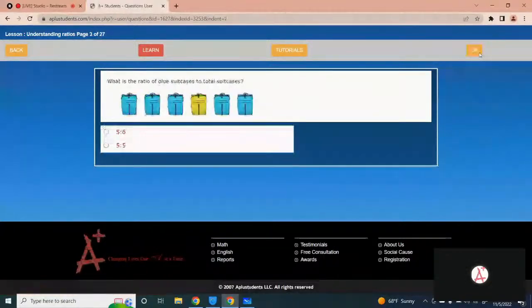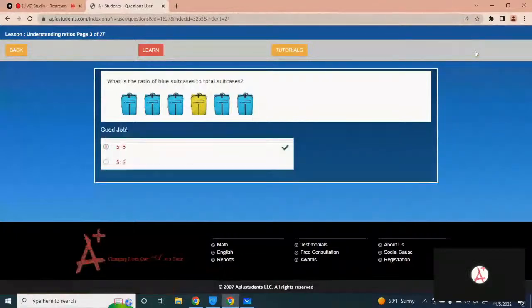What is the ratio of the blue suitcases to the total suitcases? In total there are 6, and 5 of them are blue. So the ratio is 5:6. Got it? Because 5 of them are blue and in total they are 6. So it would be 5:6. Just select the correct option and click on the OK button.